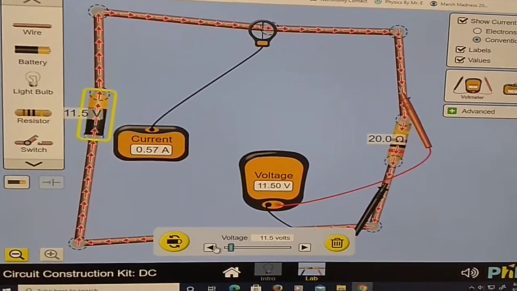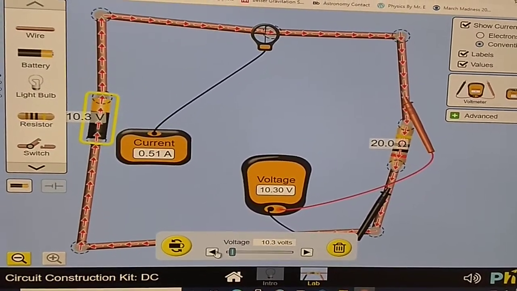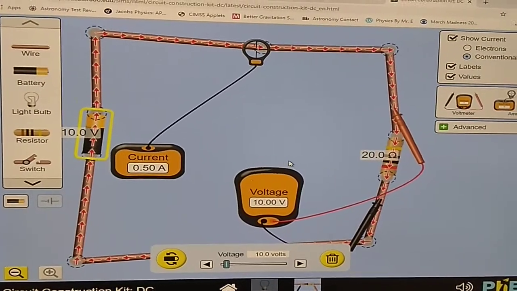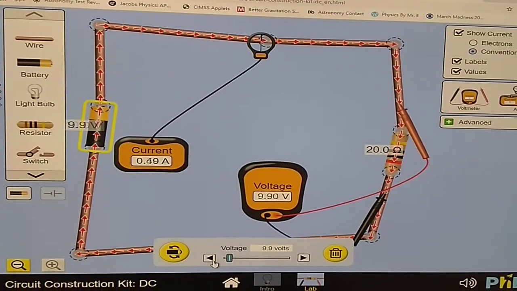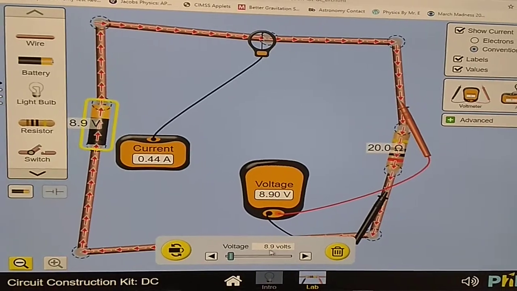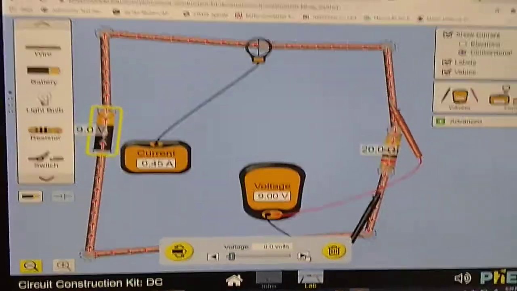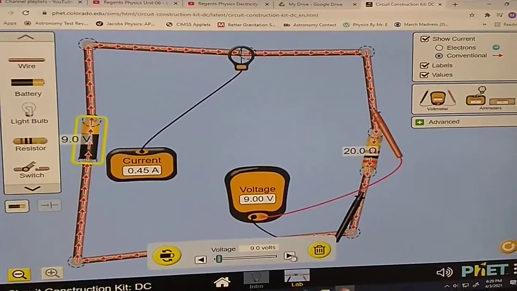Oh, this is in hundredths now. That's interesting. It used to just be in tenths. Or no, in every 500ths it would go. Oh, this was a 9-volt battery. There we go.